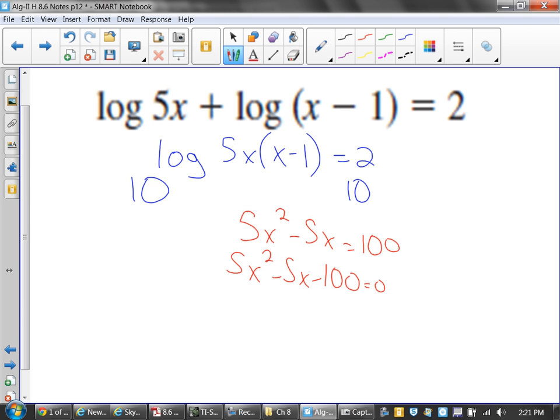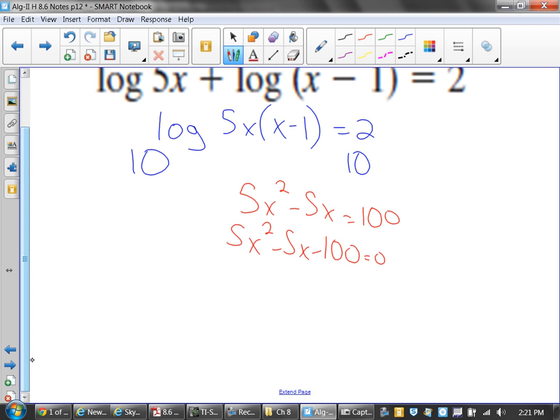This is really hard. And what's your first rule of factoring? GCF. What do you divide everything by? 5. Good.